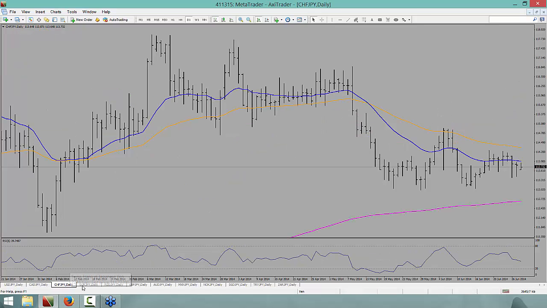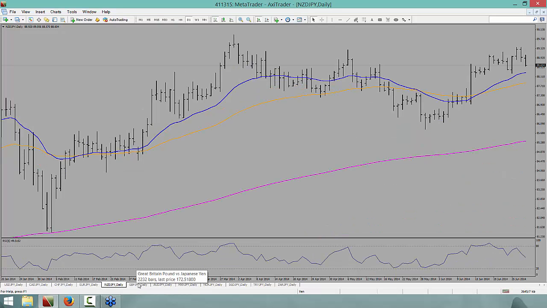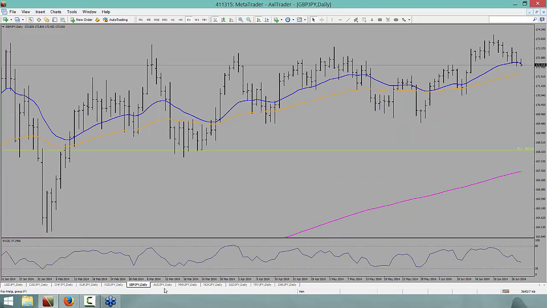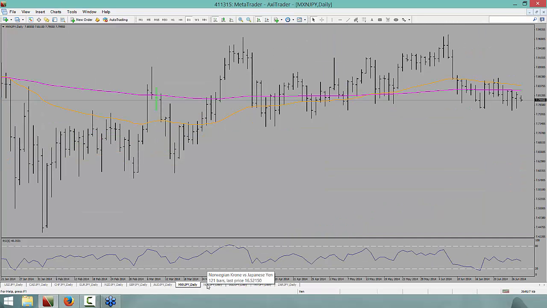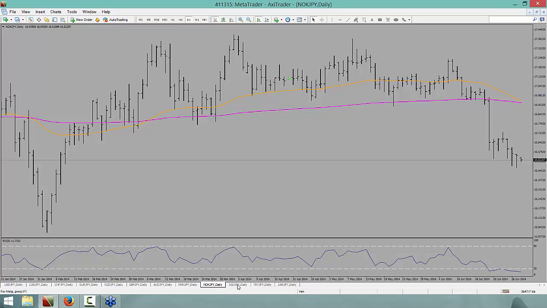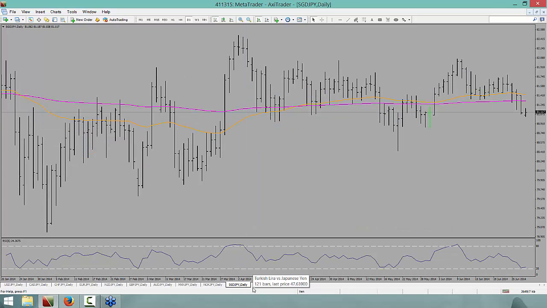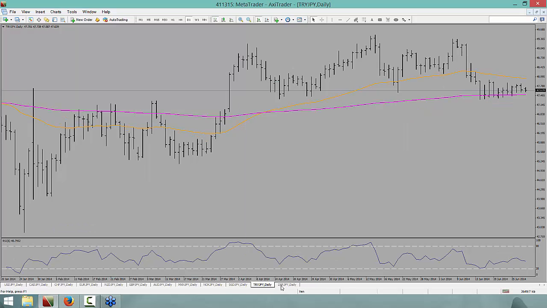Swiss yen, like the euro yen, out in the middle of nowhere. Kiwi yen phase two, pound yen phase two, Aussie yen phase two, peso yen potentially phase one, NOK yen definitely in phase one. Sing yen, phase one, getting overdone. How boring is that?